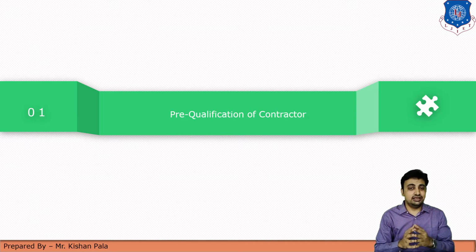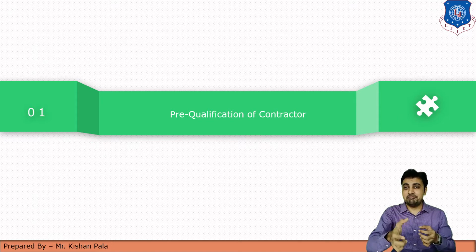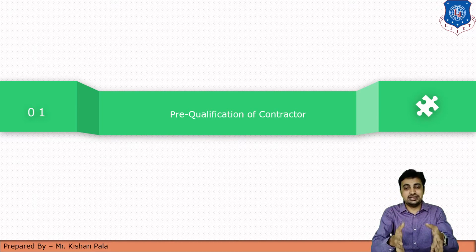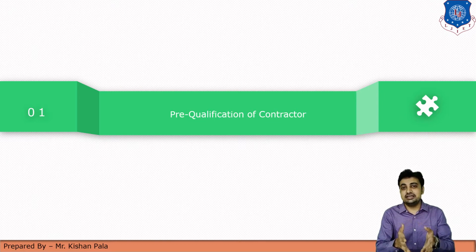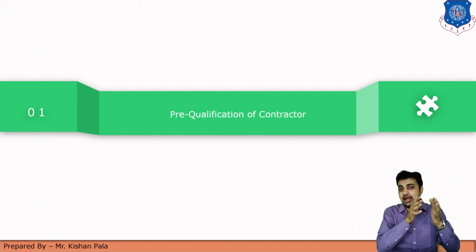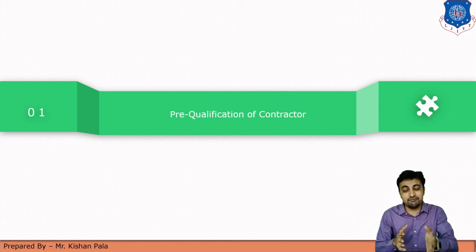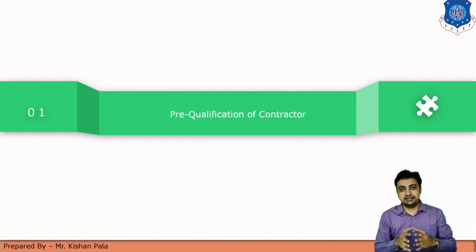So in that case, if the client and owner want a limited number of applications, or tenders, from selected contractors who are eligible to do that work, who are willing to do that work, and who have the financial and technical capacity, then this is one of the steps the client and owner can implement before processing the tender. This is the pre-qualification of bidder, or we can say pre-qualification of contractor.